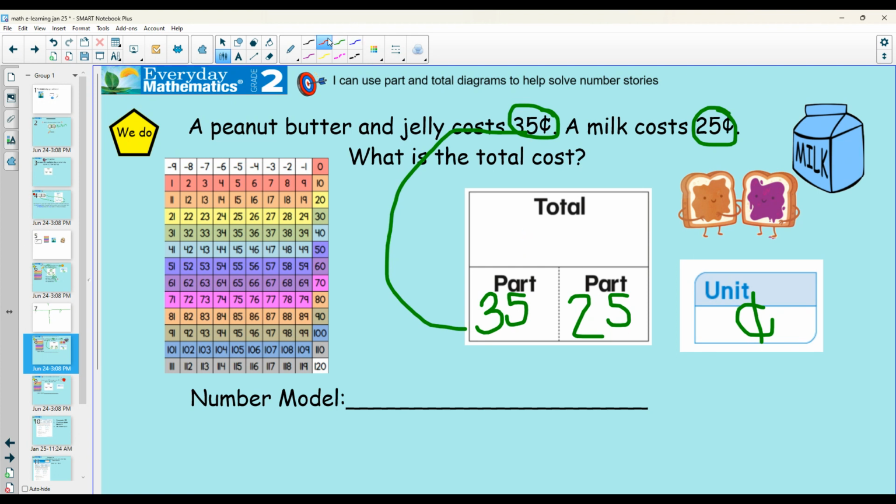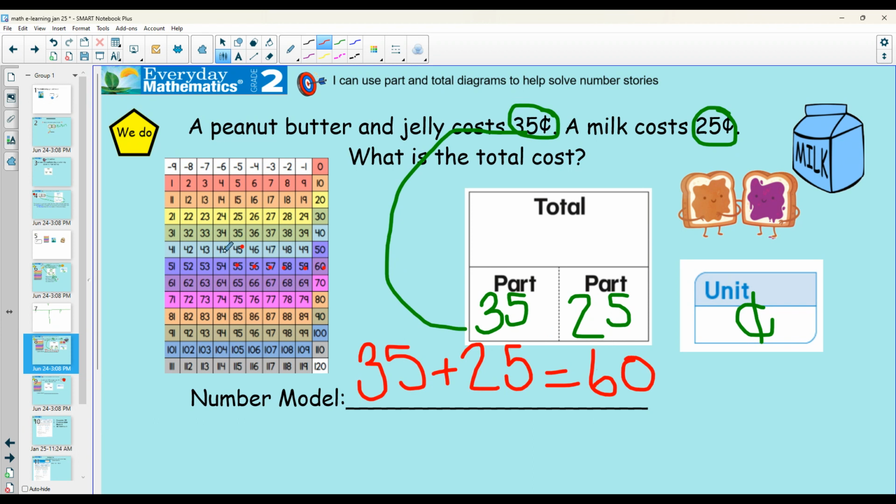All right, I stole Abraham's answer. 35 plus 25 equals something. 10, 20, 21, 22, 23, 24, 25. When I grow up, I'm going to be smart like Abraham.